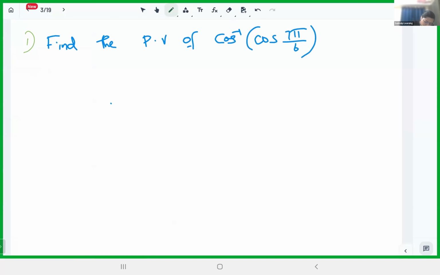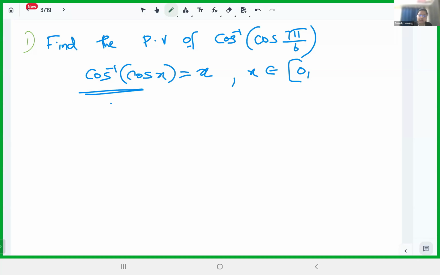Right. So we know the property: cos inverse of cos x is equal to x, only if that x belongs to the principal value branch of cos inverse, right? What is the range of cos inverse? It is nothing but closed interval 0 to pi, right? Closed interval 0 to pi is the range of the function cos inverse. So that x should belong to the closed interval 0 to pi, right?